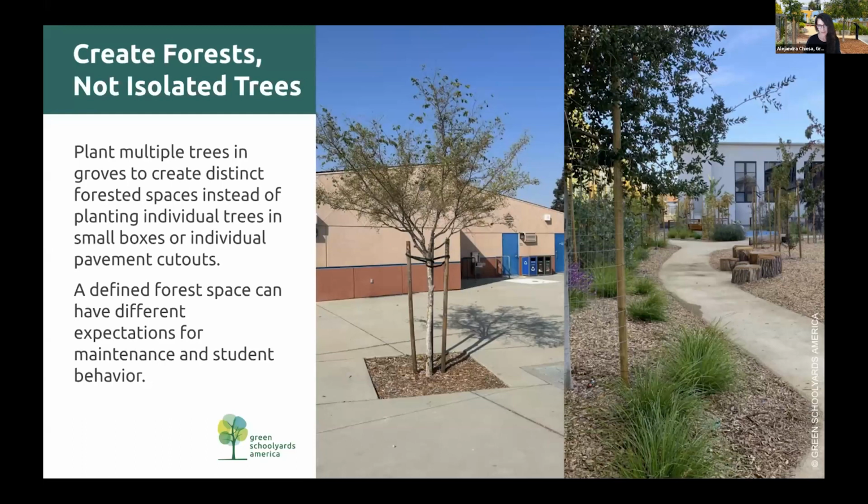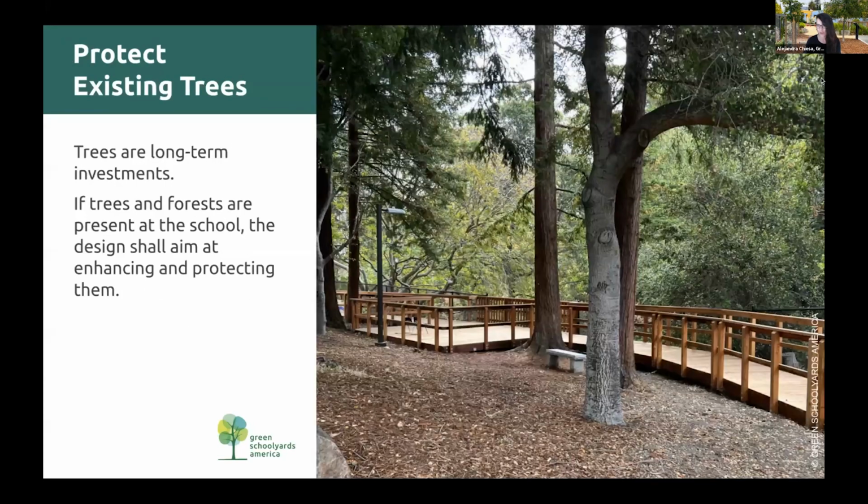And last but not least, a contiguous patch of trees allows them to create their own microclimate and provide larger shared volumes of soil where roots from individual trees can interact and communicate. And all this contributes to tree growth and long-term health. Trees are long-term investments, many of over 40 years. So if trees are present in a schoolyard, those should be considered valuable assets. And the design should aim at enhancing and protecting them instead of removing them.